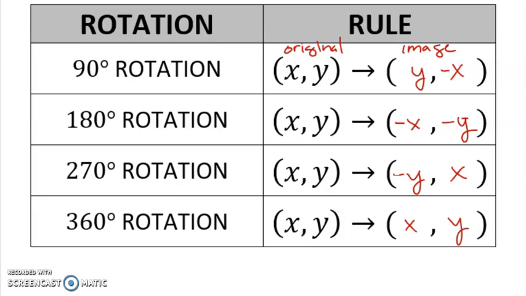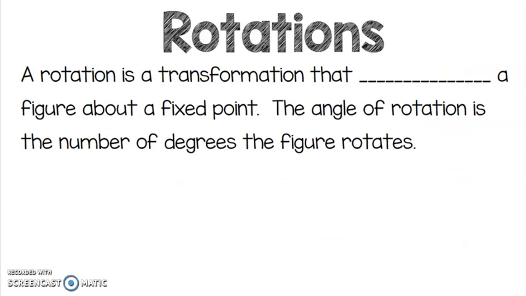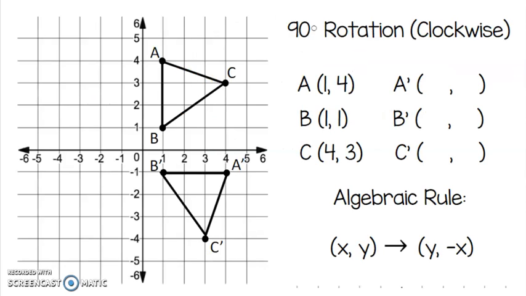Okay, so knowing those rules, how it behaves, if you ever get stuck, you could always take points and plug them in and see if that's what happened. Okay, so a rotation is a transformation that turns a figure about a fixed point. We're focused on the origin. It could be any point, but right now in our lives, we are focused on the origin. Okay, the angle of rotation is the number of degrees the figure rotates. So that 90, 270, 180, right? All right, so let's look at what this means a little bit deeper.